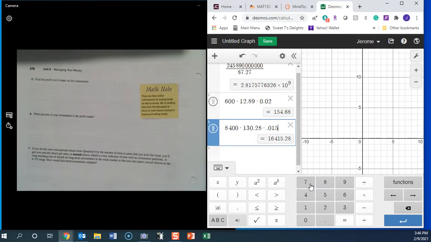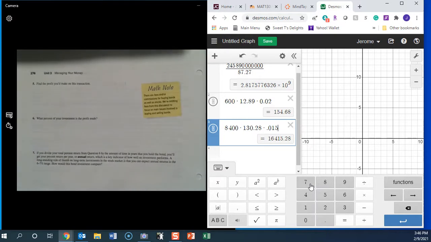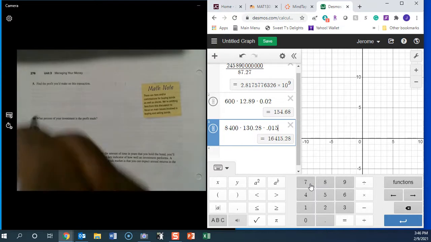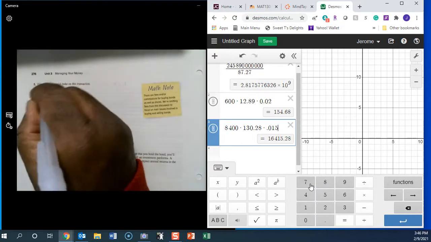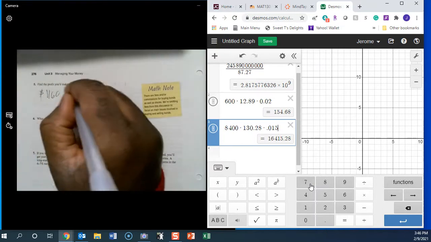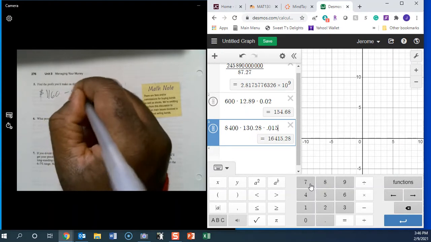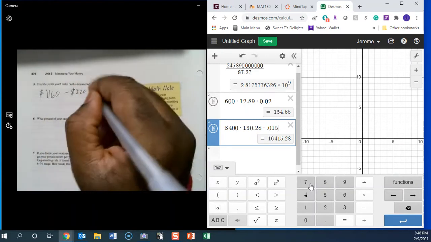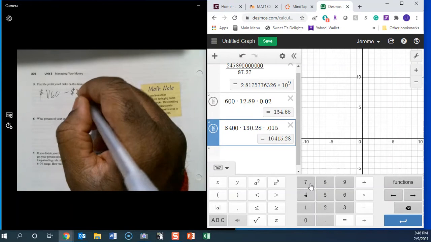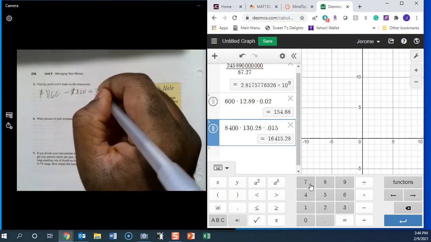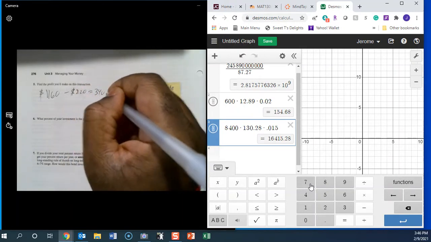All right. Now we move on to the last page of this lesson of 3.5. It says find the profit you make on this transaction. So you got $1,160. You subtract the $820 you paid, and that will leave you $340 profit.